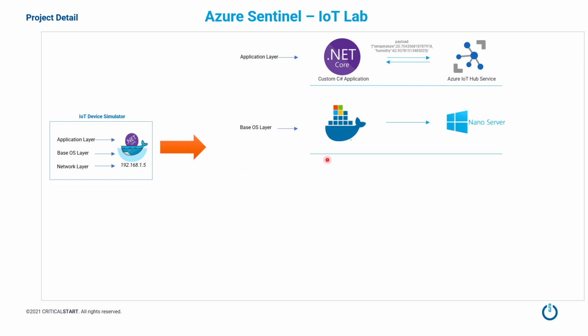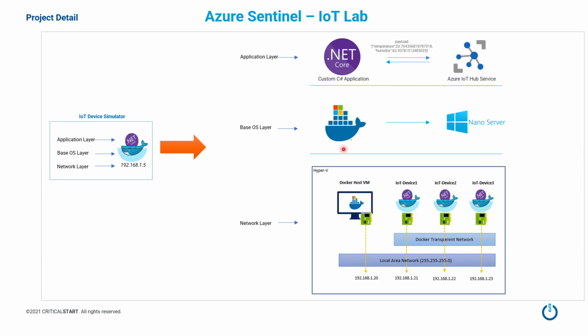It is simulating the base OS layer by using Docker containers and NanoServer. The .NET Core application is actually installed on a NanoServer image, and then the image is running as a Docker container. So using this method, the lab environment is able to deploy multiple instances of this IoT simulated device without consuming much resources on your machine.